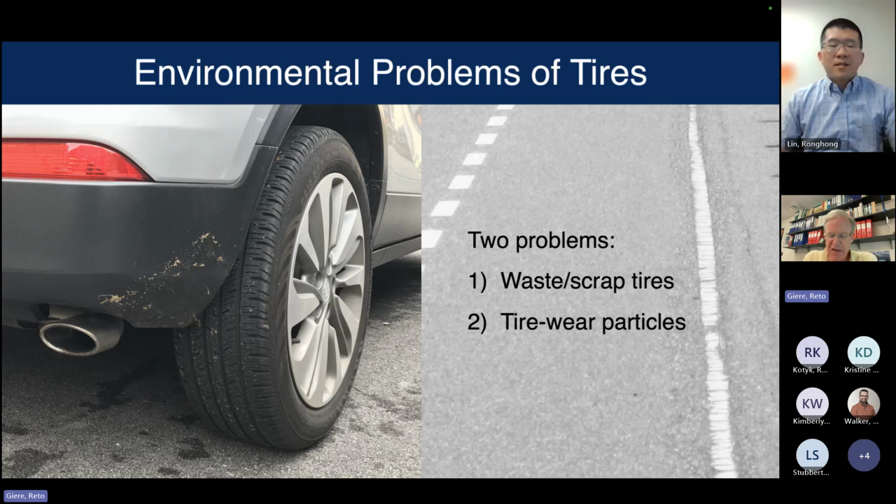The first one is every person in a developed country, on average, throws out one car tire per year. That is a lot of tires. So in the US alone, over 300 million tires per year are discarded, and we have to deal with this waste material. But today I want to talk about the second issue, which is the little particles that are actually abraded from the tires, and this is the ultimate reason why we have to replace our tires after several years.